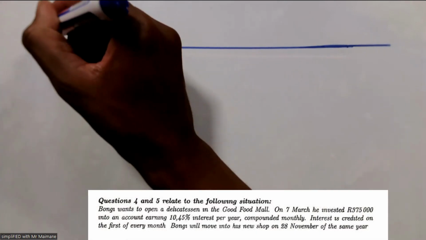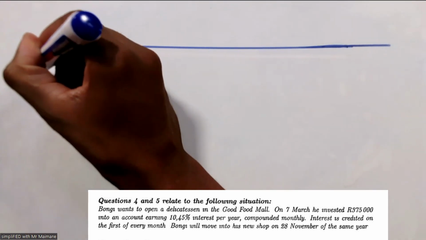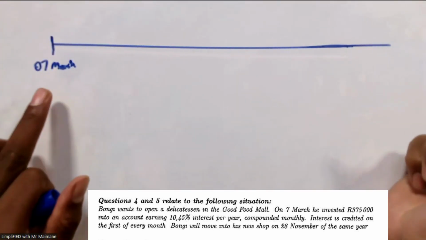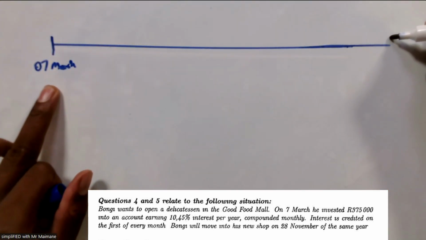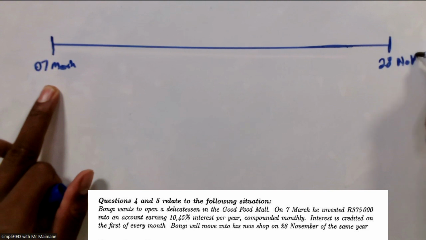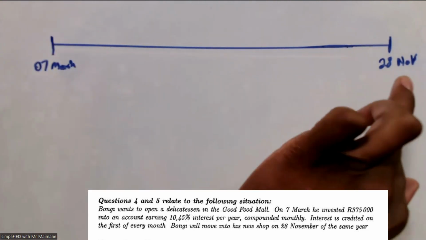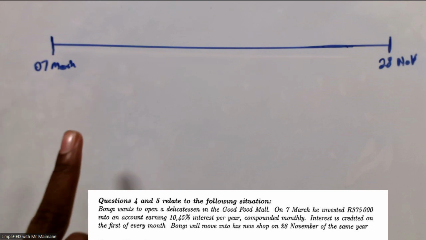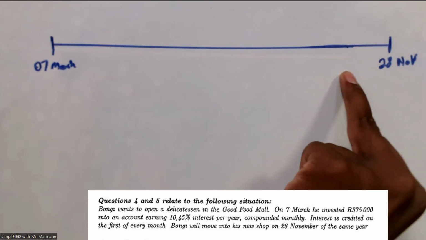Obviously, they are saying the investment begins on the 7th of March. So we have our 7th of March there, and then the investment ends on the 28th of November. So it starts from here, it ends there. But somehow they say to us, interest is credited on the 1st of every month. That information is very important. If interest is credited on the 1st of every month, we must show the 1st of every month in between on our timeline.